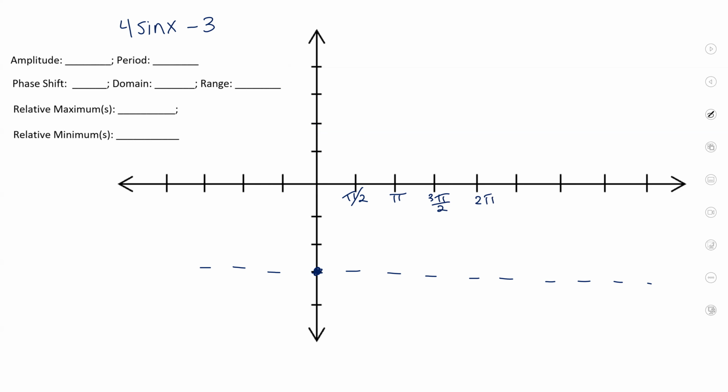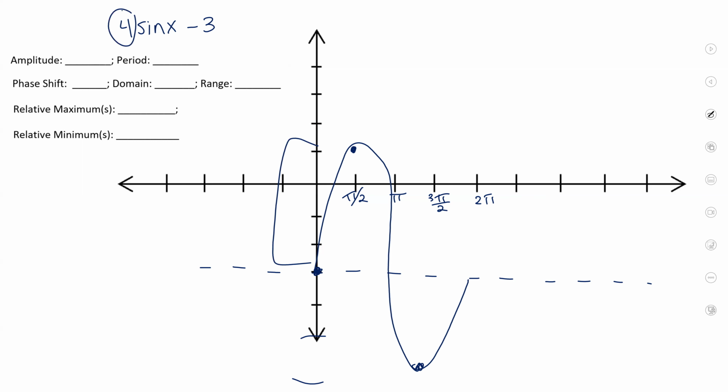And then you go as a height of 4. So I'm going to go up 4. 1, 2, 3, 4. It'll look like this. And you'll go down 4. Right here. And you'll go back up to your midline. So that's a quick way to graph it instead of plugging in values every single time. Okay? This is your amplitude, the 4. And this is your midline, -3.